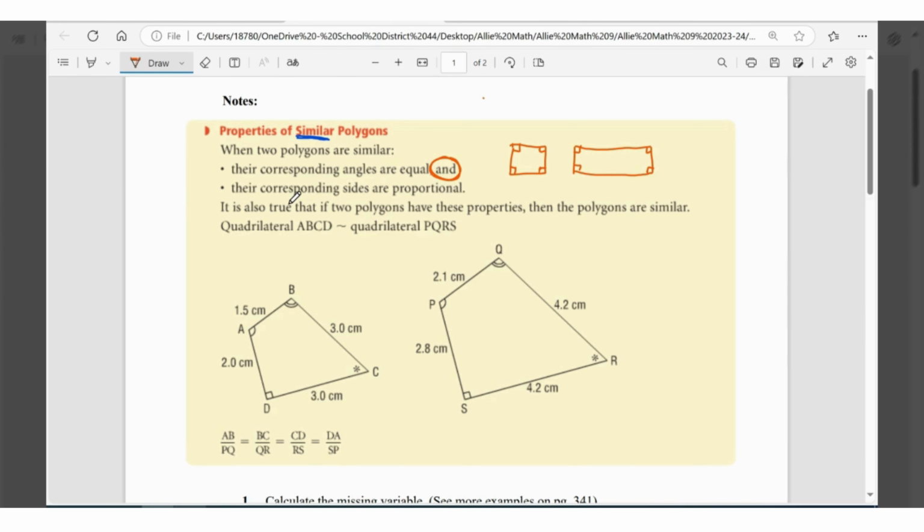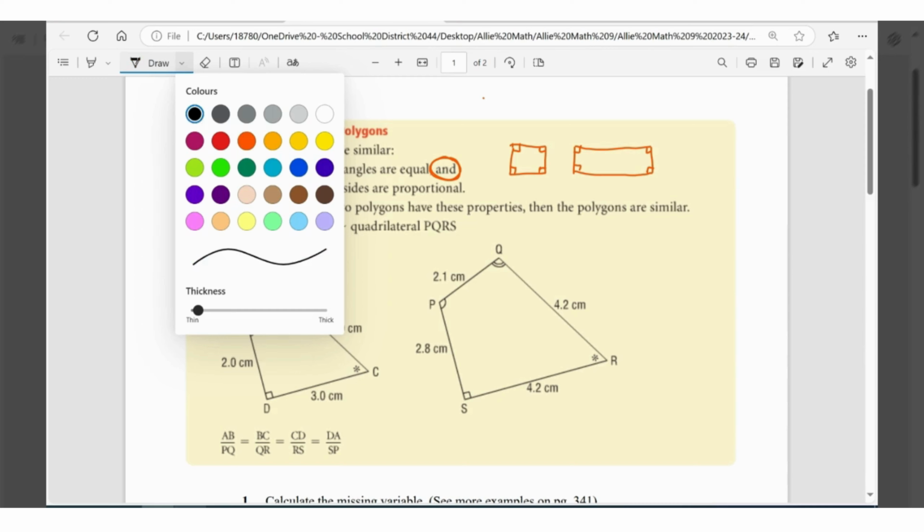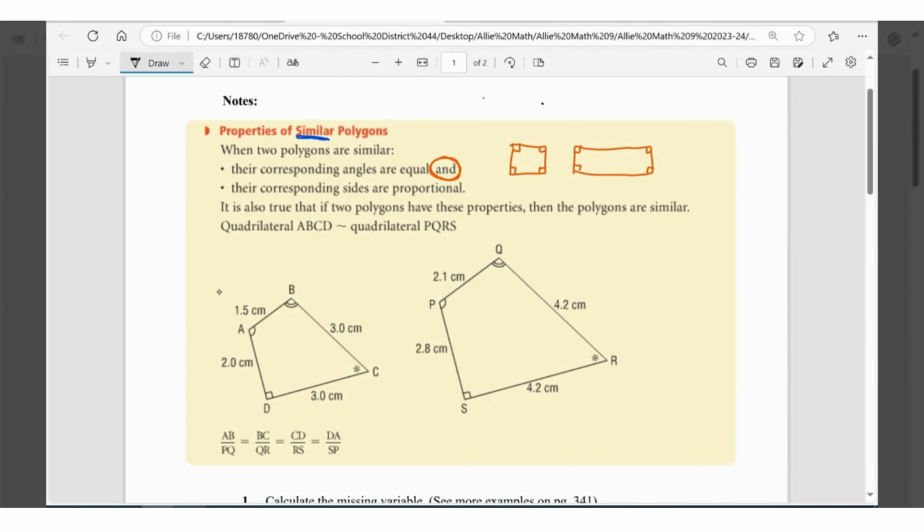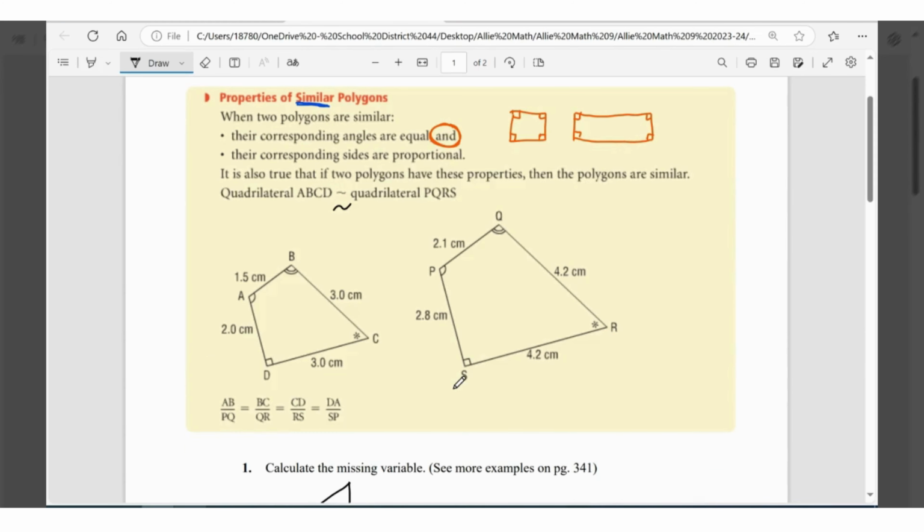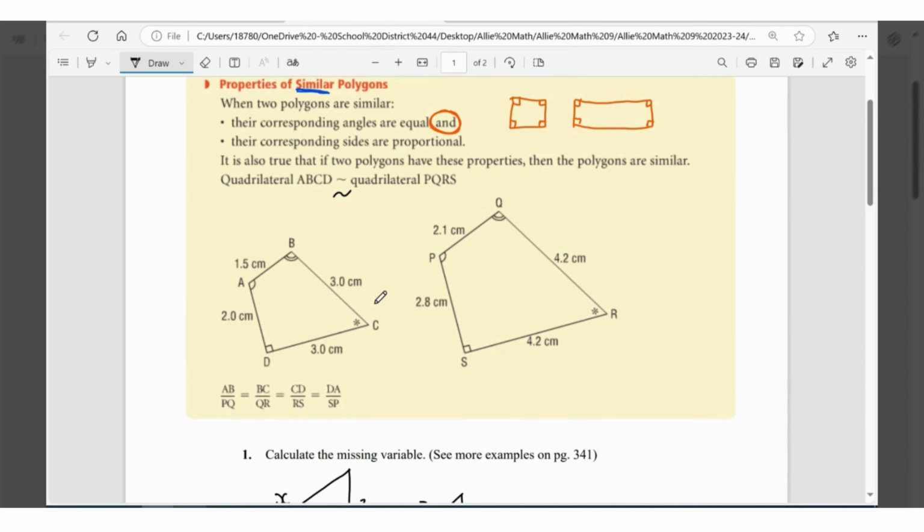And it is true that if two polygons have these properties, then the polygons are similar. You'll see similar represented by this symbol right here. You can't see it that well in the notes, but it's just kind of like a little S like that. So this is saying that quadrilateral ABCD is similar to quadrilateral PQRS. And we can confirm this. We see that our angles are labeled with the same symbol, so we know that they are equal. And we should have the same proportions for each of these sides.